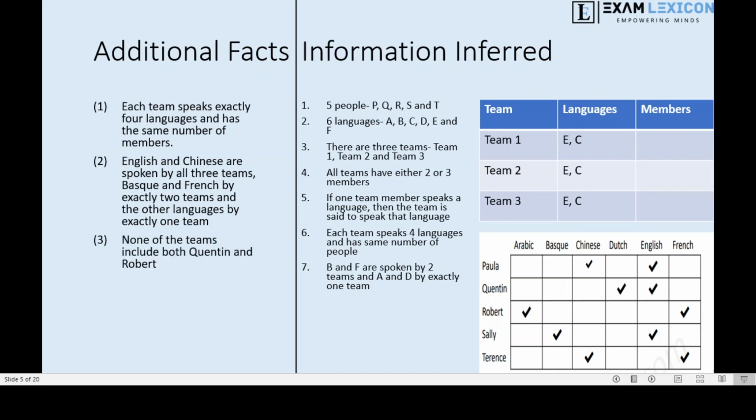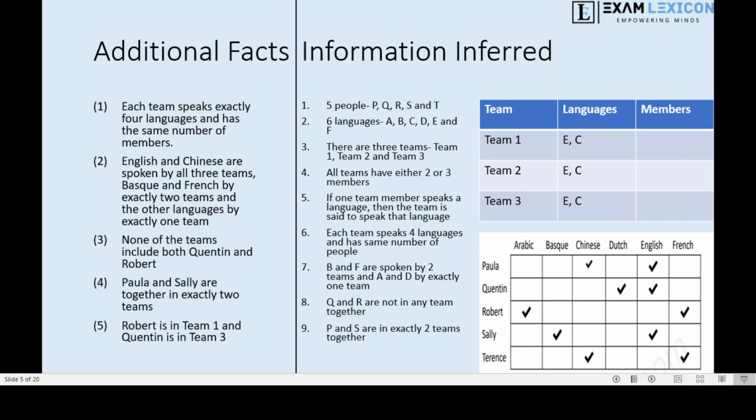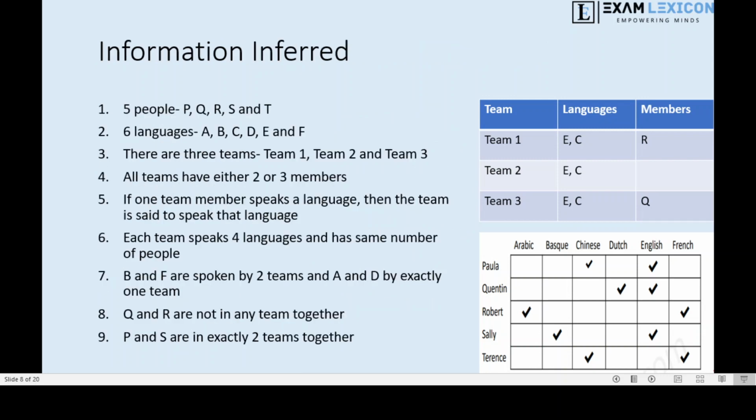Next, none of the teams include both Quentin and Robert. Then again, Q and R will not be in any team together. Paula and Sally are together in exactly 2 teams. Okay, and Robert is in team 1, so we can include that in the members column for team 1. And similarly Q in team 3. Okay, so let me just remove these additional facts.